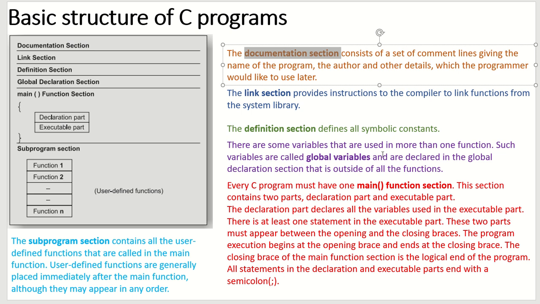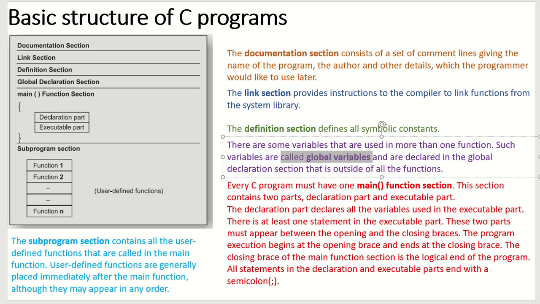And there are some variables that are used in more than one function. You can have many functions, and if you are using the same variable in multiple functions, then such variables are called global variables, and they are declared in the global declaration section, that is outside of all the functions. Now every C program must have one main function, and this section contains two parts.